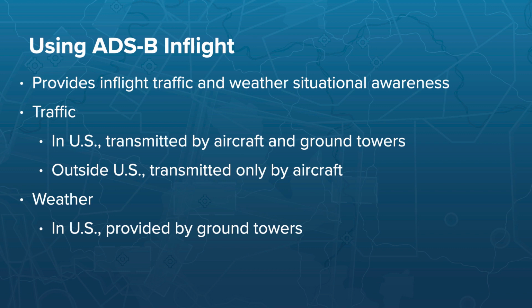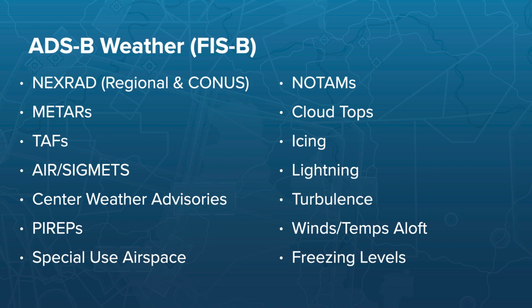Speaking of ADSB, if you are connected to an ADSB in flight, there are a lot of great uses you can use with ForeFlight. For one, it provides in-flight traffic and weather situational awareness. So for the traffic in the United States, it can either be transmitted from aircraft to ground towers or aircraft to aircraft. But outside the United States, it can only be transmitted aircraft to aircraft. For the weather, it's only going to be in the United States, and it's going to be provided by ground towers.